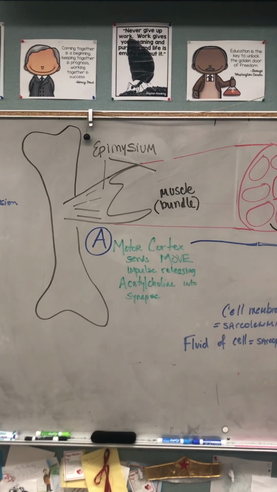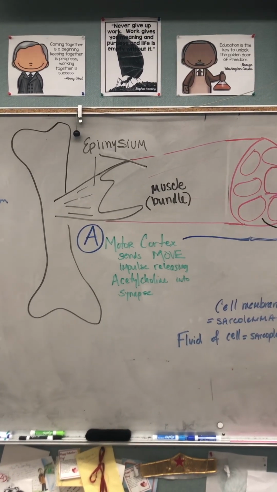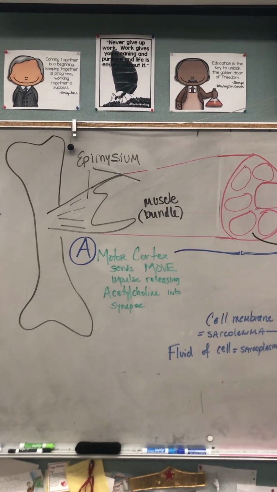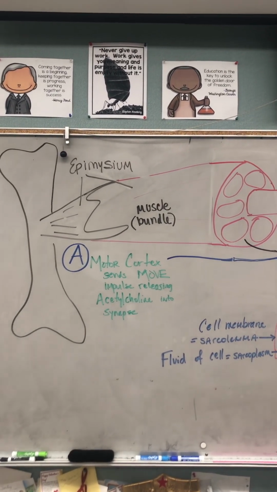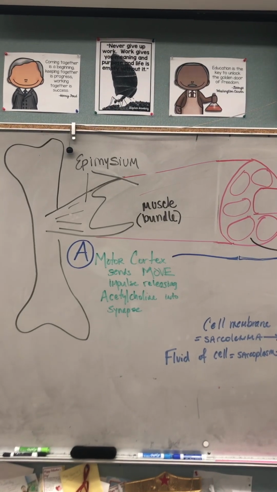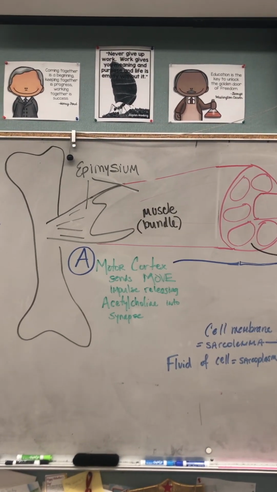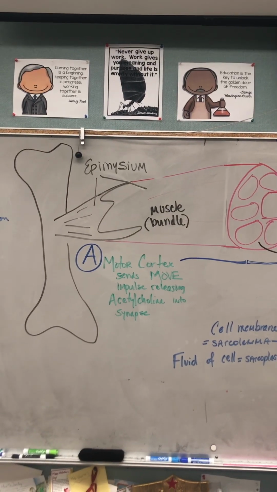epimysium. The epimysium cements itself to the bone and then becomes the outer covering of the muscle body, or the entire muscle bundle, which would be the entire muscle belly. Sometimes we call that a belly of a muscle.